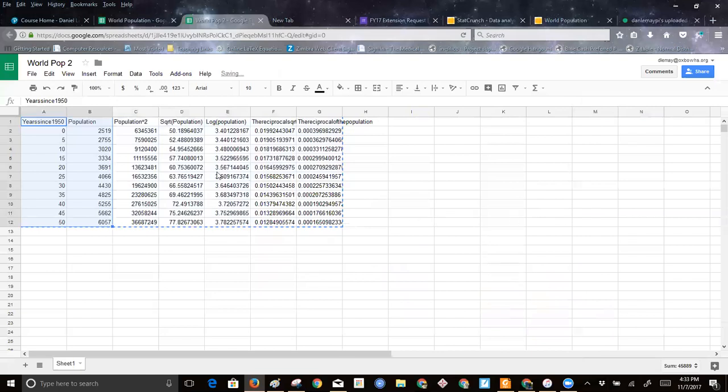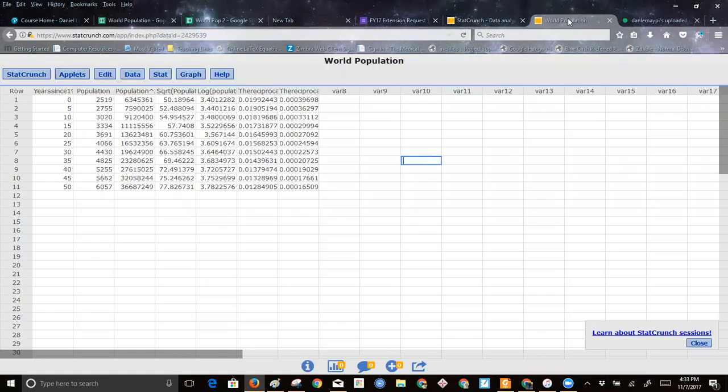So what I did is I looked at that ladder of power sheet and I calculated all these values from the population. And you can click on the sheet to see how I did it, because I've shared this with you. And then I copied and pasted this into a StatCrunch sheet. And let's see, my StatCrunch sheet, is that here? Yes. So now I can do a bunch of analyses here.